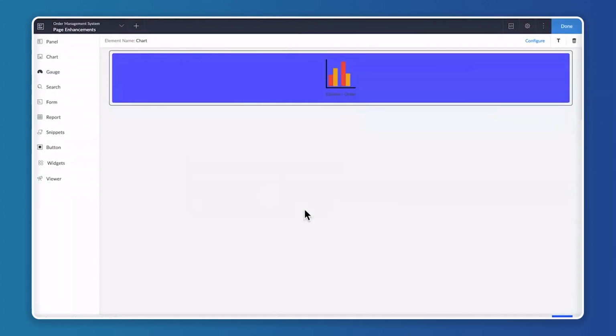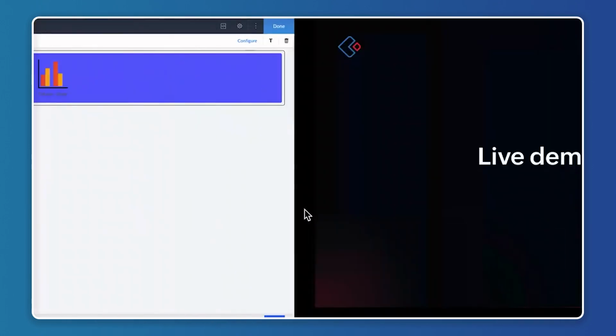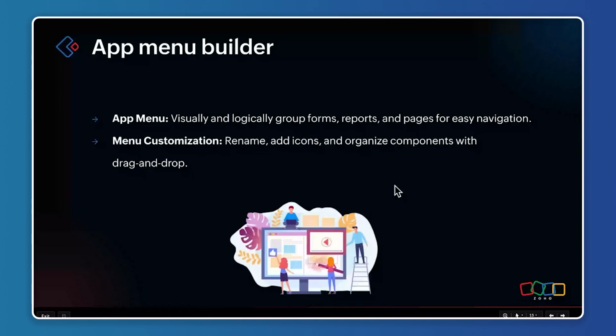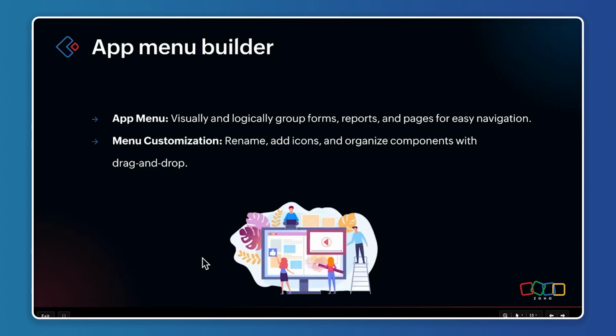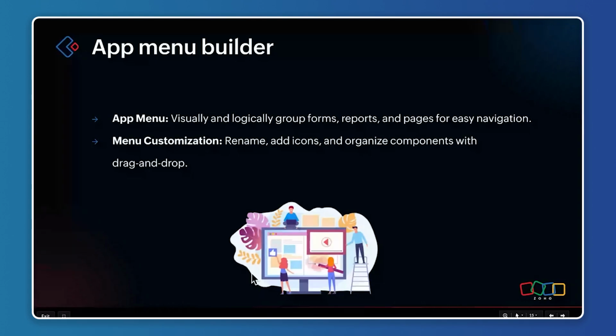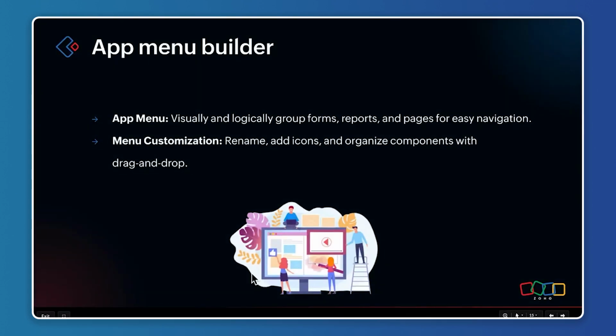So this is about the different enhancements that we have brought in inside the page component, right? So moving to the next part, we have the app menu builder, right? The app menu builder is something that you would have already used. In the app menu, you can visually and logically group your forms, reports, pages for easy navigation. Based on your requirement, you can group your different forms and reports together, right? For that, you will be going to the app menu, and within this app menu, we have brought in different customizations, like you can rename, you can add icons, and you can even organize the components with a simple drag and drop interface, right?